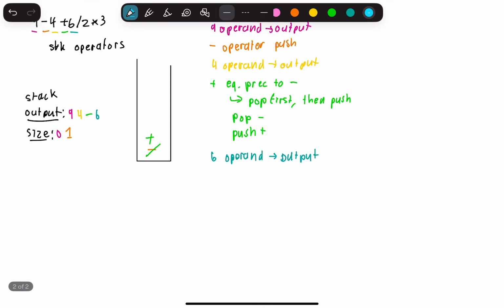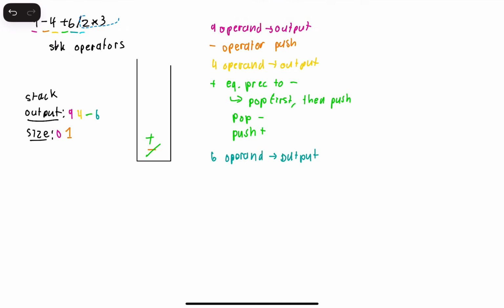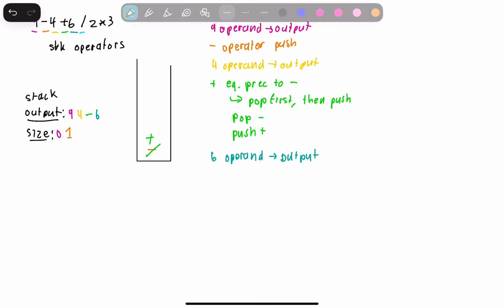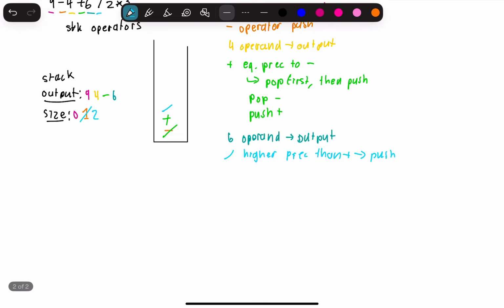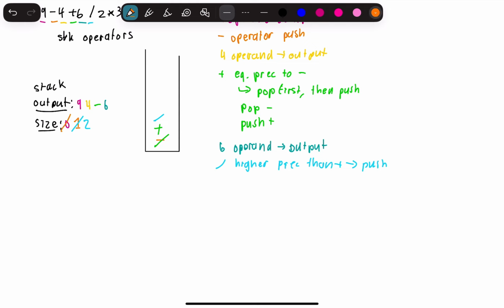Okay, now after this, what do we have? You have a division sign, and a division sign is higher precedence than a plus. So that means that you have to push it. You push it onto the stack. You can write that there, and now we have 2 things on our stack. So we cross that off, we have 2 things on our stack, so we update the size to be that.